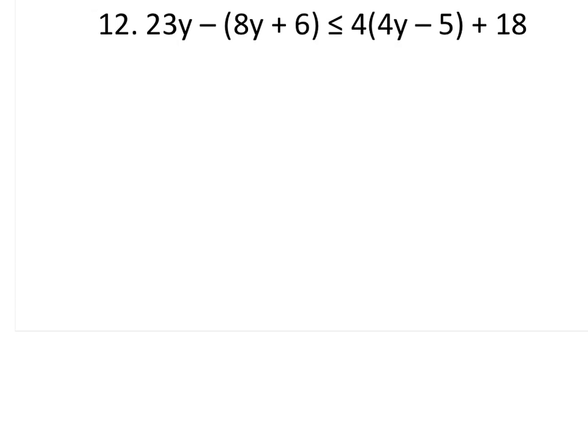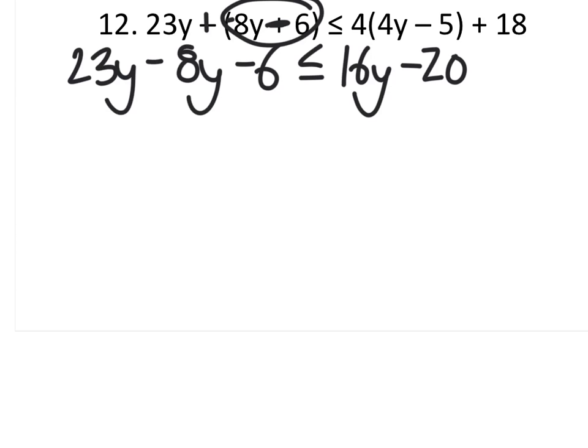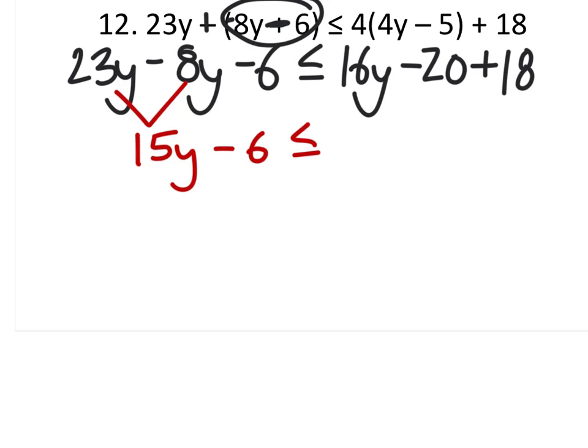Let's go ahead and do this one. We've got 23y minus 8y minus 6. Okay, now don't forget that since we're subtracting this, we're going to take the opposite values of each of these, and then you can change that to plus if you want. This is less than or equal to 16y minus 20 plus 18. Combining like terms on both sides, we got this 23 minus 18. That's going to give me a 15y minus 6. It's less than or equal to 16y, negative 20 plus 18 will give me a negative 2.